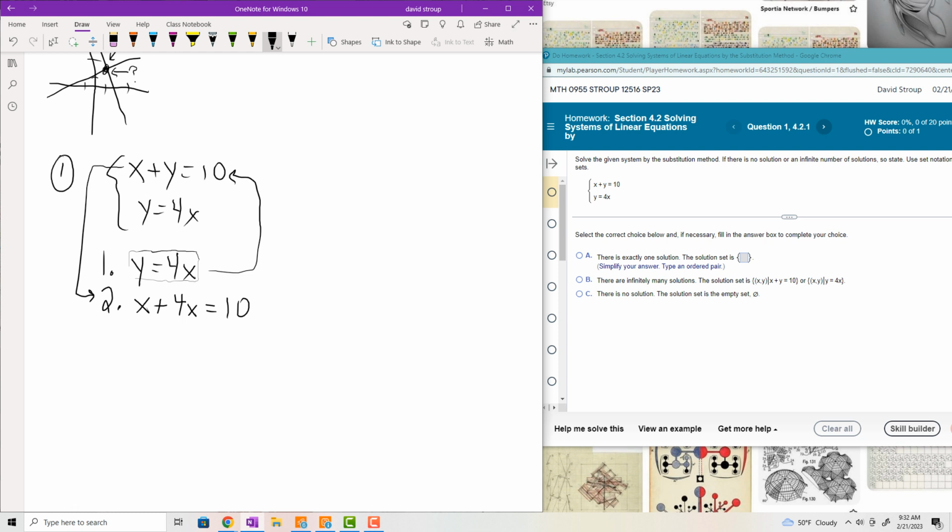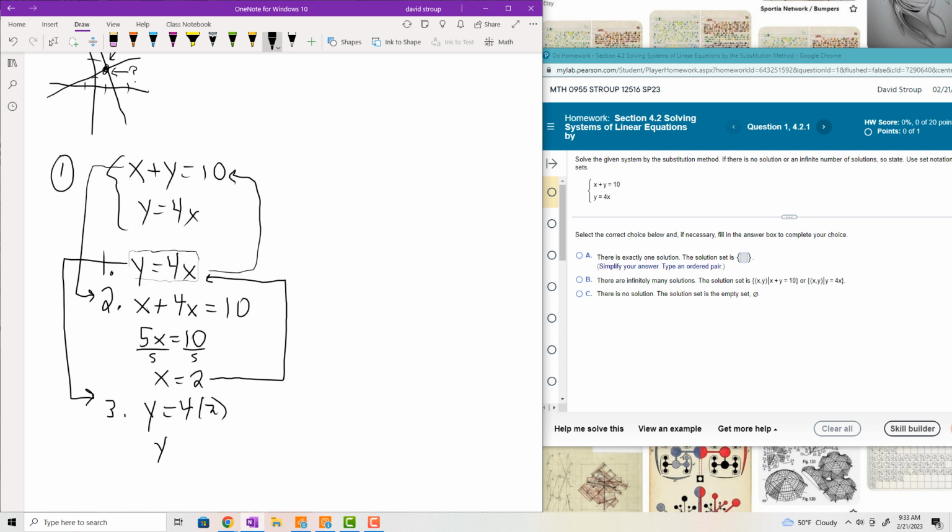So I have 1x plus 4x's is 5x's. And then you can divide both sides by 5, and you have one of your coordinates. Then you take that expression and plop it back into your formula in step 1. So you'll have y equals 4 times 2. In other words, y equals 8. And our solution then will be 2, 8. The ordered pair 2, 8.